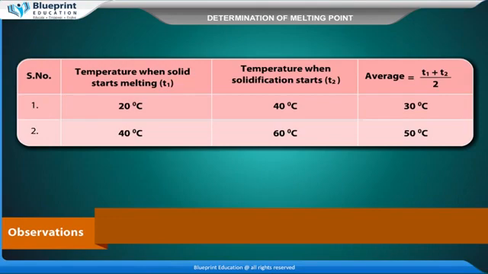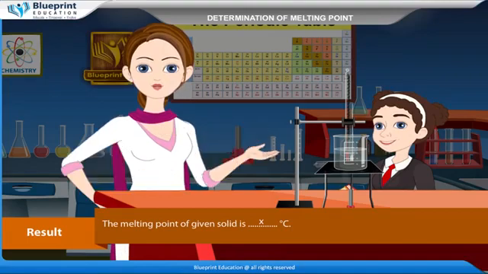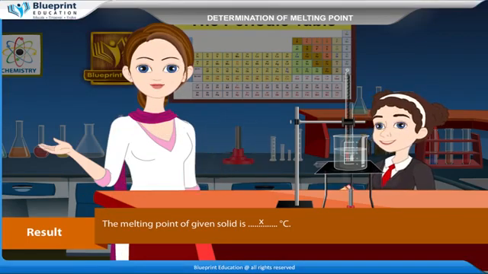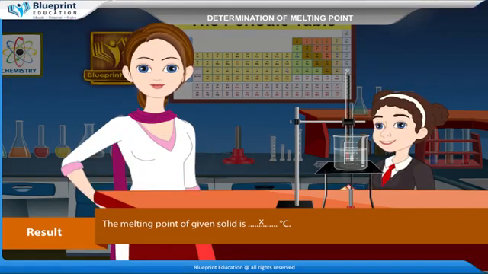Observations. Serial number. Temperature when solid starts melting, T1. Temperature when solidification starts, T2. Average is equal to (T1 + T2)/2. Result: the melting point of the given solid is X degrees Celsius.